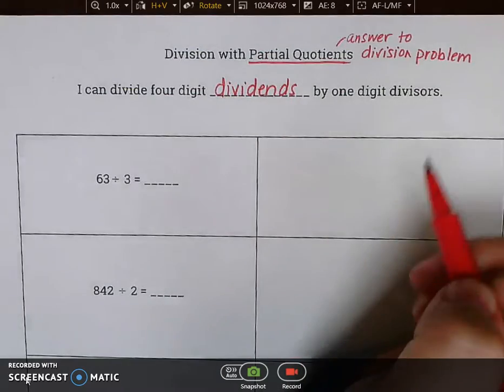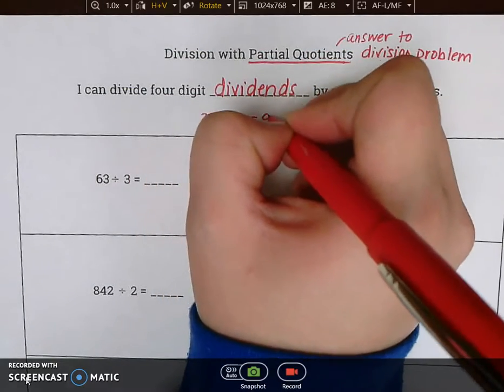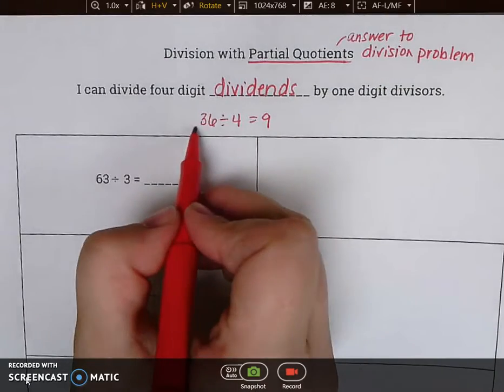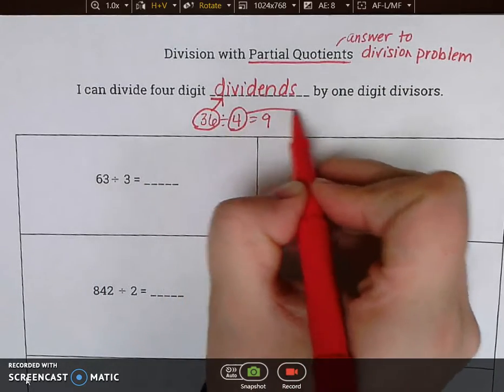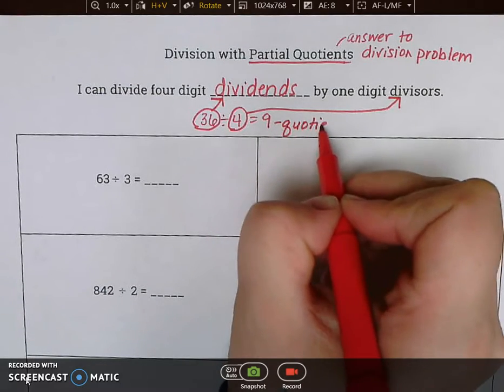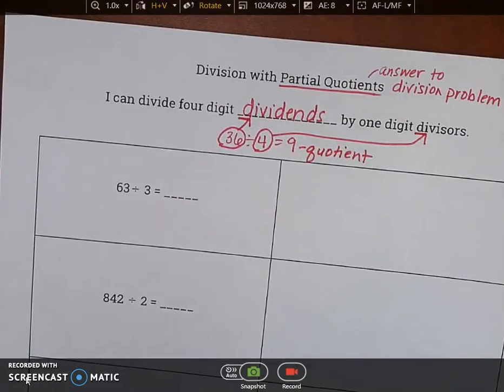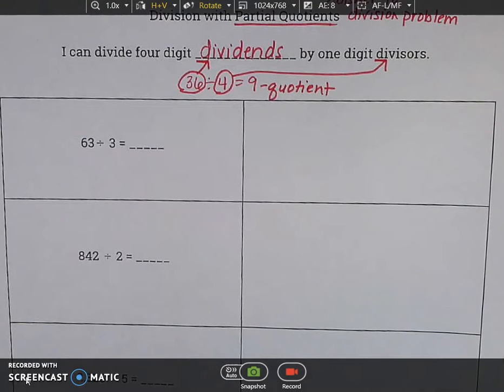by 1-digit divisors. So remember, if we have 36 divided by 4 equals 9, the 36 would be that dividend. The 4 is called that divisor, and the 9 is the quotient. So those are just those math terms naming each of the parts of a division problem. So the first one we're going to work on is 63 divided by 3.